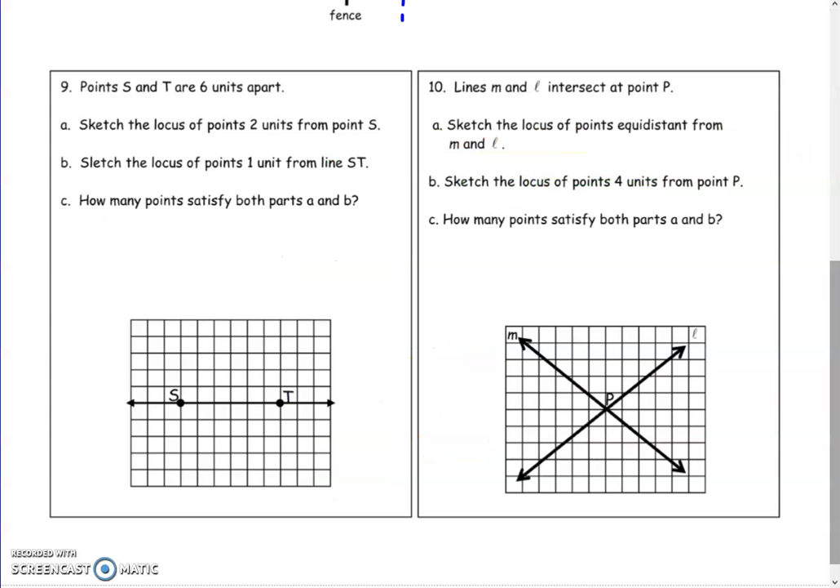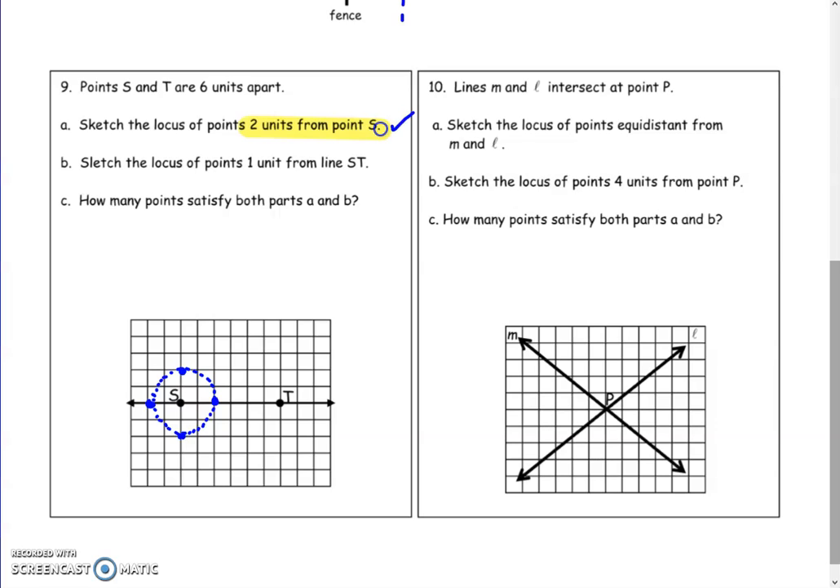Number 9, points S and T are 6 units apart. So they're already in the diagram, you don't have to sketch that. Sketch the locus of points 2 units from point S. So I'm only looking at point S, and I want the locus 2 units away. That's going to be a circle. So from point S, go 2 to the right, go up 2, 2 to the left, down 2, and do a dotted or a dashed circle. Okay, I took care of that part.